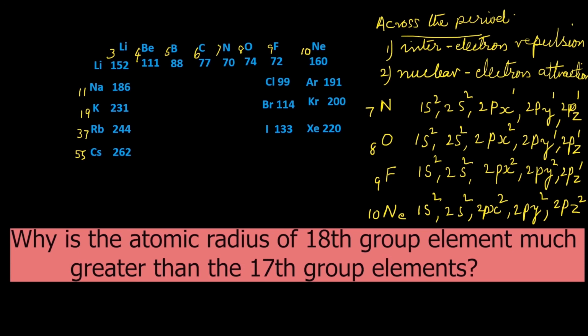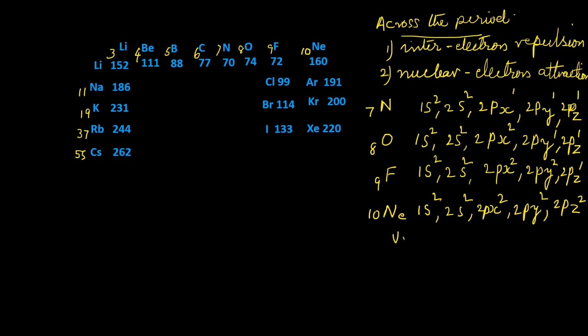Neon is an inert gas, and for all inert gases, the atomic radius is considered in terms of van der Waals radius because they are non-reactive. You have already learned that van der Waals radius is always greater than covalent radius. Hope you have understood the reason for the anomaly in the atomic radii size of certain elements in period 2.